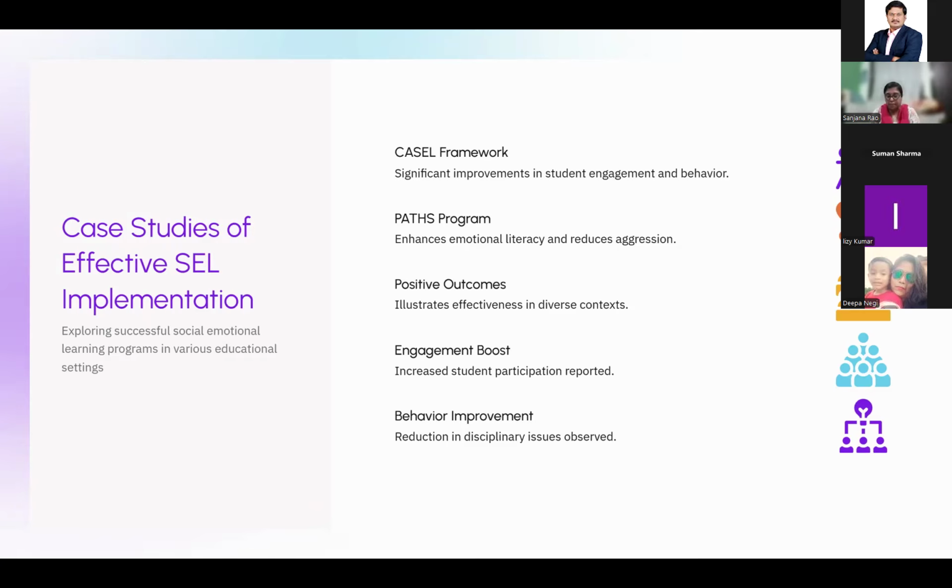Next is the PATHS program. That means it enhances emotional literacy and reduces aggression. Once you understand your own emotions, then those of others, it can significantly reduce aggression. When you understand somebody, that aggression will calm down. Individuals with higher emotional intelligence are better equipped to navigate social situations, manage conflicts constructively, and respond to stressful situations.